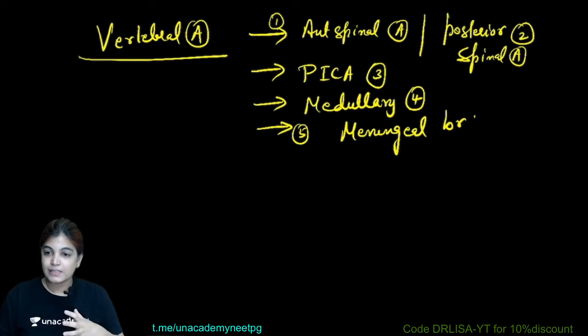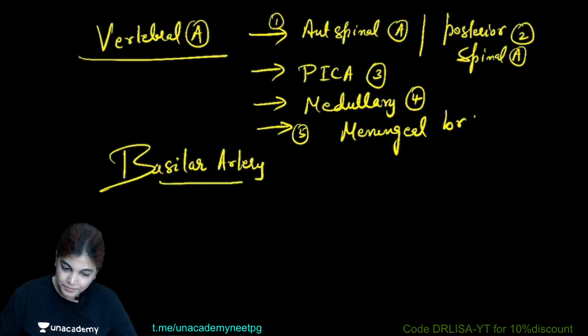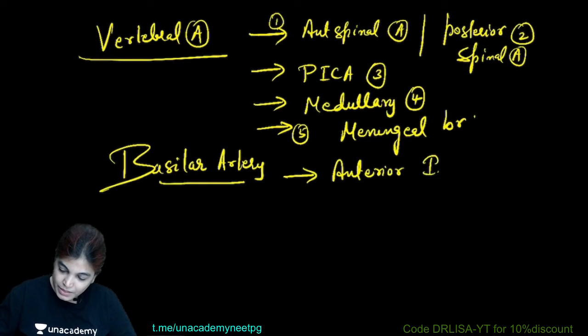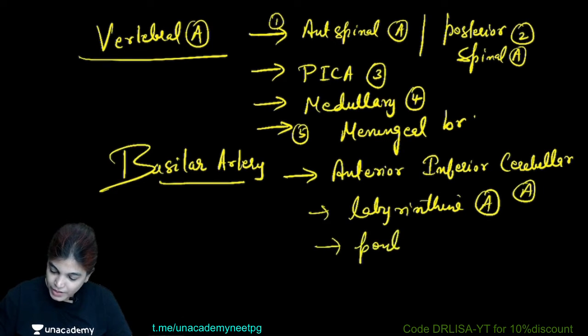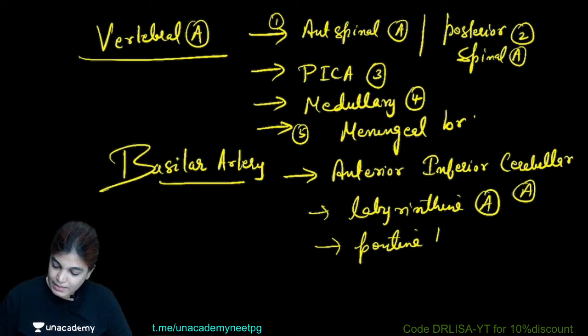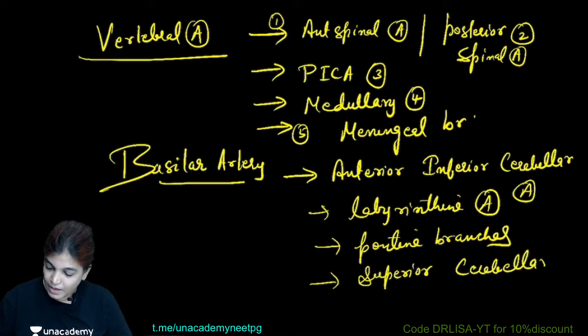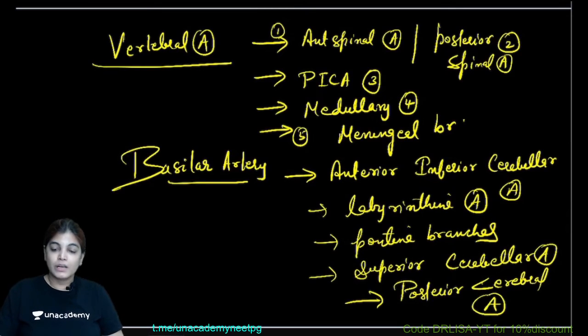So when we talk about the vertebral system, we talk about both the branches from the vertebral artery and also from the basilar artery. So write down the branches of the basilar artery. The branches of the basilar artery are the following: anterior inferior cerebellar artery, labyrinthine artery for the internal ear, pontine branches which we have seen in the figure, superior cerebellar artery, and posterior cerebral artery. So all these are branches of the vertebral system.